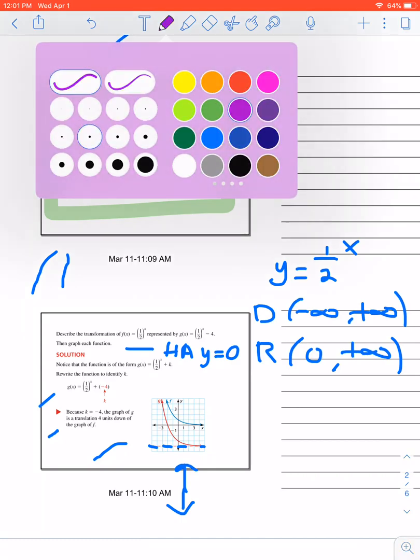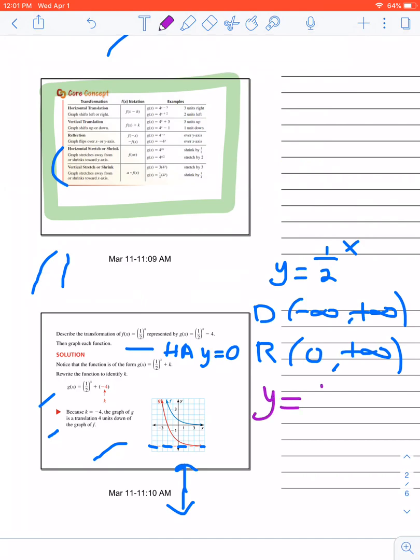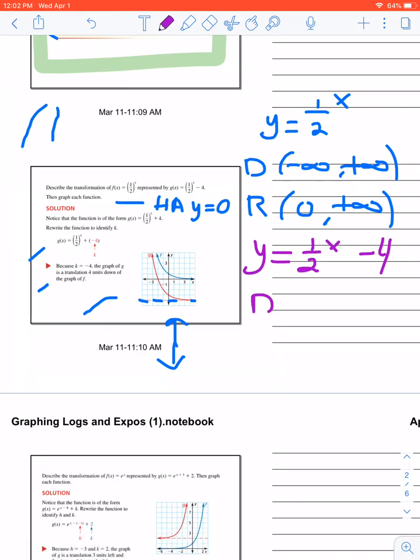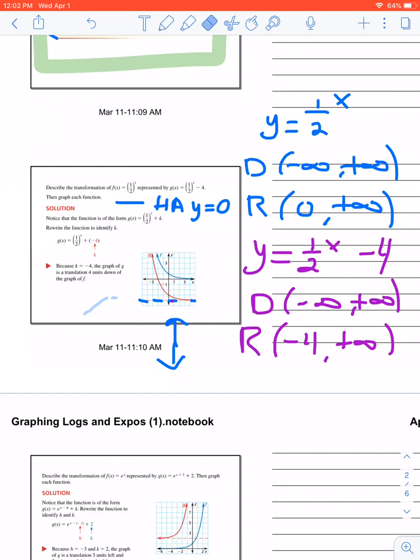So let's talk about the next one. So if I have y equals (1/2)^x minus 4. So again, my domain is going to be -infinity to +infinity. My range, though, is going to change because my graph now starts right there at -4. It doesn't include it, but it starts at -4, and my graph goes off to +infinity. So on all these works, make sure that you are also identifying your domain and range and getting a good habit of doing it. It'll make your life a lot easier, okay?